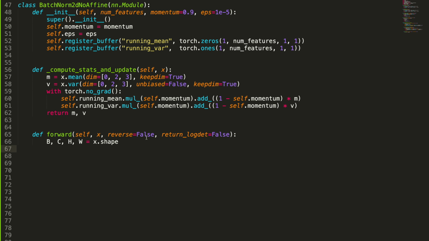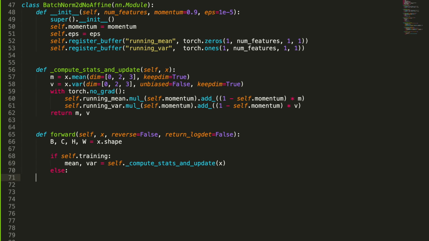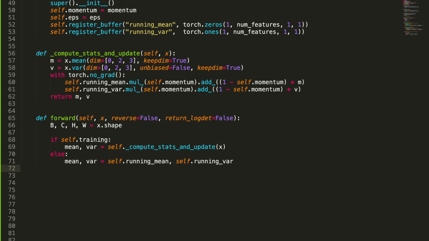So usually during training we go from data distribution to latent distribution, but during inference we want to go from latent distribution towards data distribution. So basically, if we are training, we compute the statistics from the batch, and we also update the running mean and the running variance. But if we are doing inference, we do not compute the statistics from the test data. We use the running mean and the running variance that were accumulated during training.